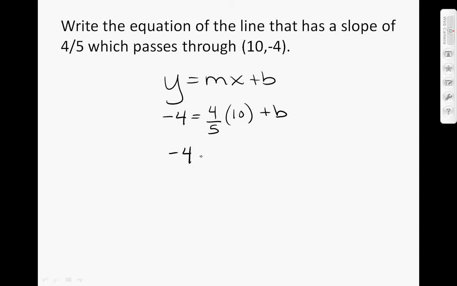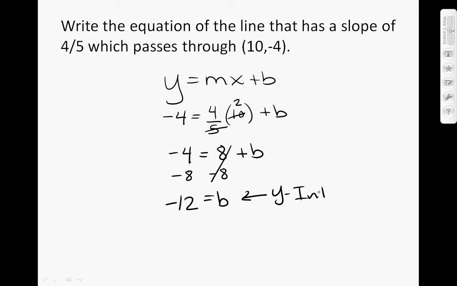So negative 4 equals, well, 4/5 of 10. 5 goes into 10 2 times. So 4/5 of 10 is 8. And then plus b. I still want to solve for b, so I'll subtract 8 from both sides. Negative 12 equals b. Remember, this is now my y-intercept. I'm going to use that new y-intercept and the slope 4/5 to write the equation. Y equals 4/5 x plus negative 12, or you could say minus 12.